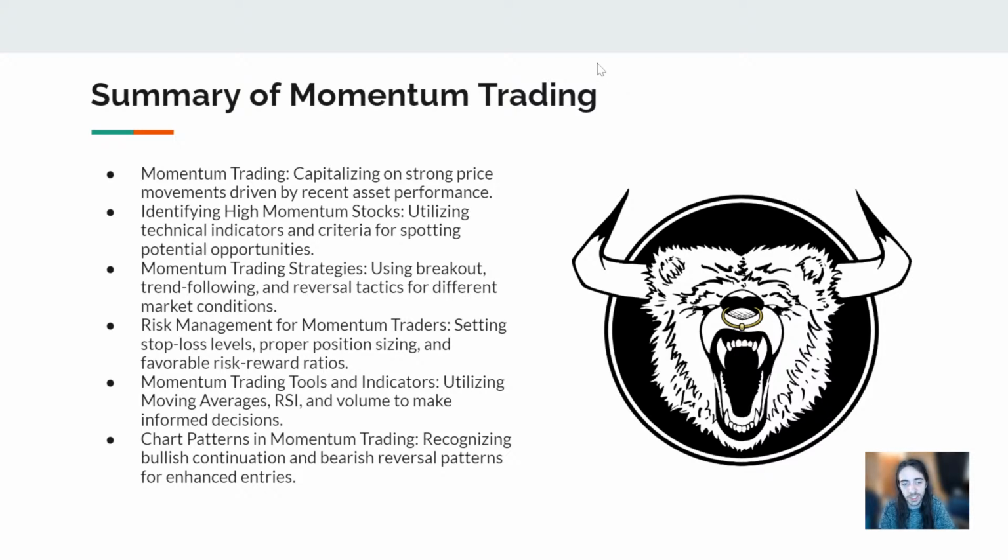Momentum trading strategies using breakout, trend following, and reversal tactics for different market conditions. Do we have that divergence? Is the stock moving up clean and smoothly? Are we creating higher highs, higher lows continuously? Then trade the trend. Are we starting to create lower lows and higher highs? Well, that would be a wide range, but we would want to stay out of something like that.